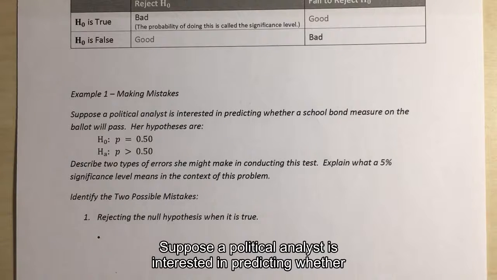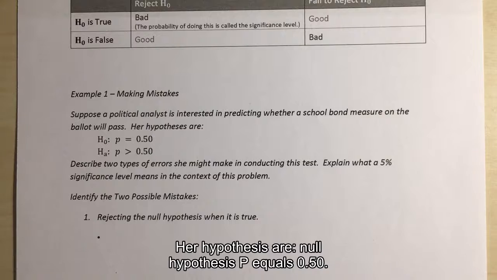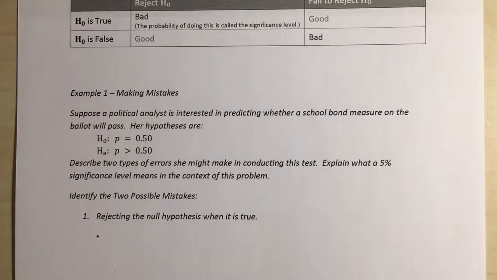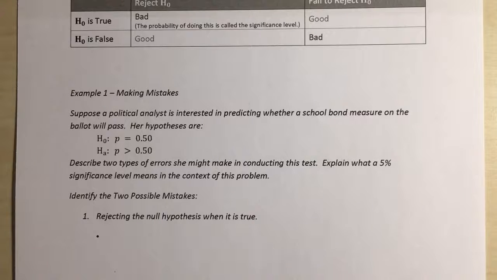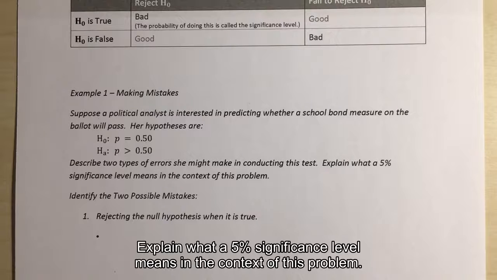Suppose a political analyst is interested in predicting whether a school bond measure on the ballot will pass. Her hypotheses are: null hypothesis, P equals 0.50; alternative hypothesis, P is greater than 0.50. Describe the 2 types of errors she might make in conducting this test. Explain what a 5% significance level means in the context of this problem.